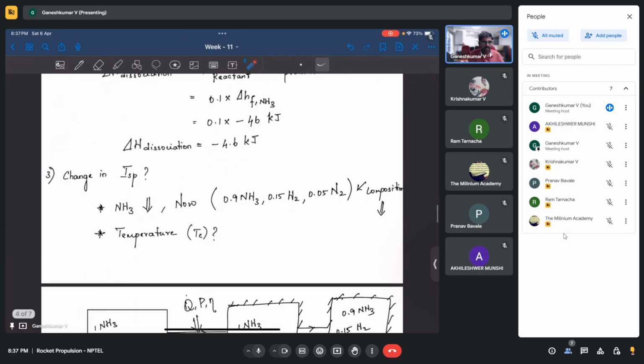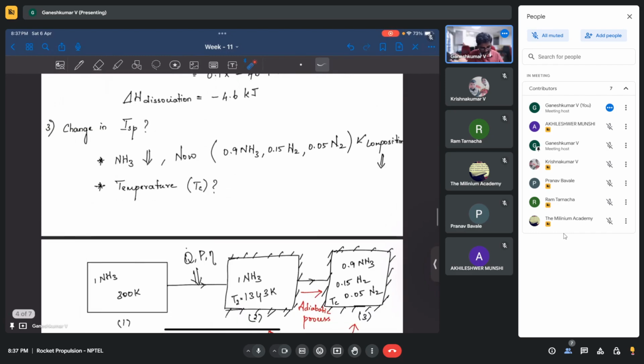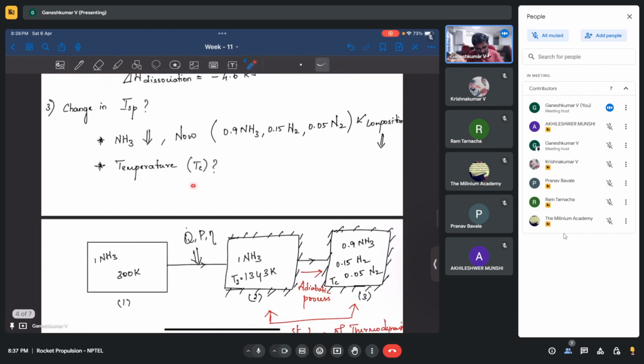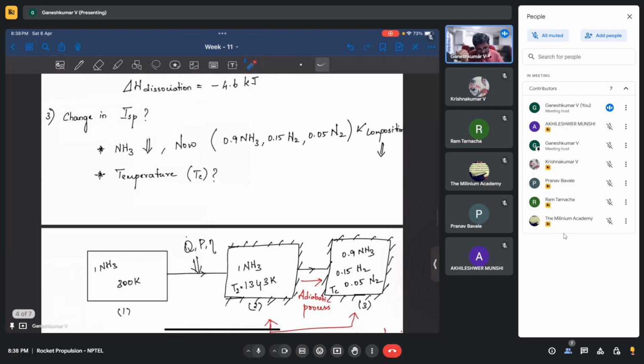And then we know that because of dissociation ISP is going to change, and it is going to change because of change in temperature and also change in composition, right? ISP is going to depend on change in temperature and composition. In addition, it will also depend on expansion ratio, P by PC, all those things, but those things are not going to change. Those are system parameters. So only these things are going to change. We already know the composition from the previous question, since we said that it's only 10% dissociated. We wanted to find the temperature.